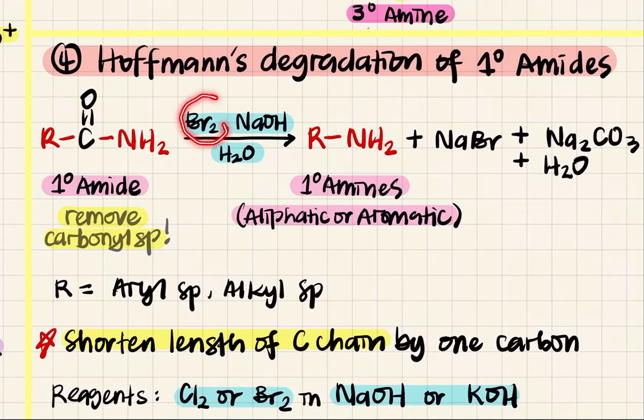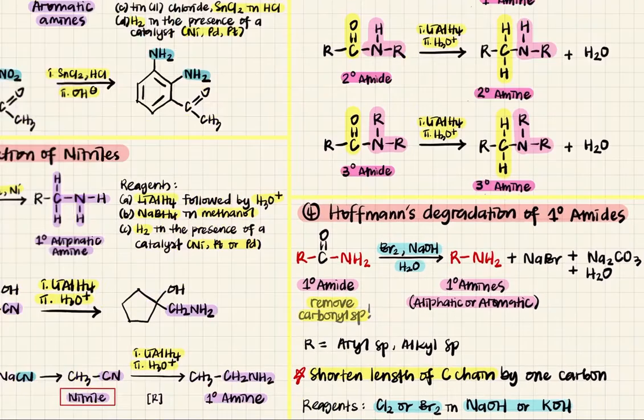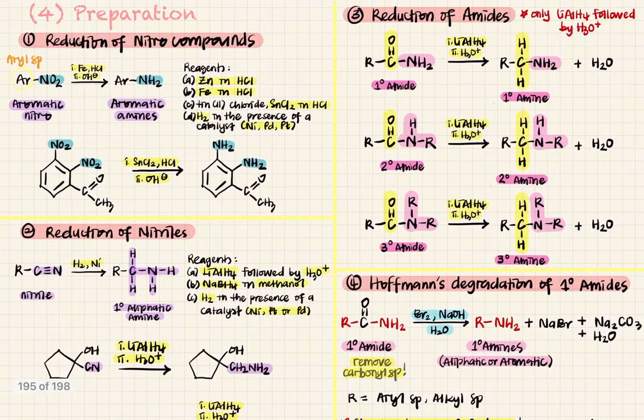Okay, this is your primary amide. Reacting with bromine and NaOH and water, right? You will get primary amine. So what you are going to do, you are going to remove this carbonyl. Degradation kan maksudnya dia akan degrade, buang. Okay, so now you have your primary amines and your side products. So your R group here, it can be aryl group atau alkyl group lah. Okay, tapi asalkan dia adalah primary amide. Okay, so you can also use these reagents. Okay, so that is the last way to prepare your amines.